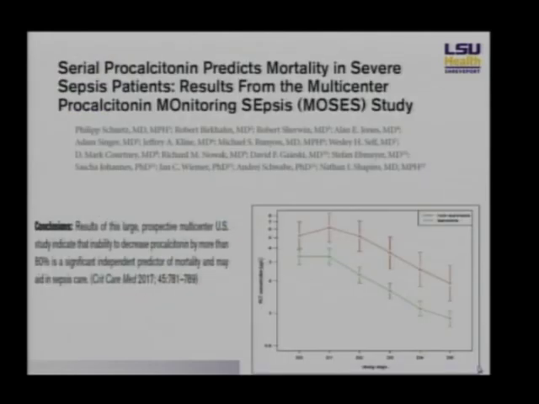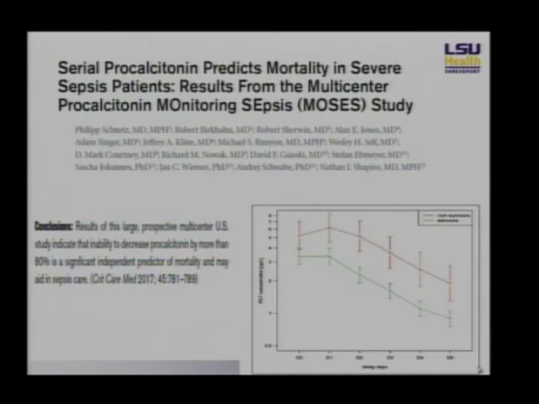Now, building on that, the Moses trial came out, and what the Moses trial showed us, which I think is even more important, is that if you do not decrease your procalcitonin by 80% in the first 96 hours, your mortality rate skyrockets. And that's because you've got the wrong antibiotics. You're treating your patient in the wrong way.